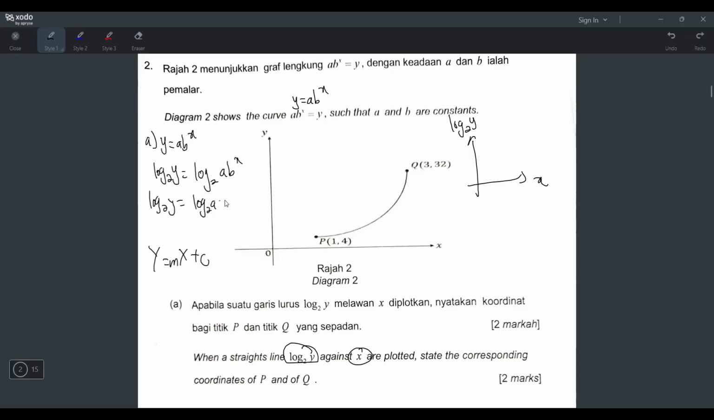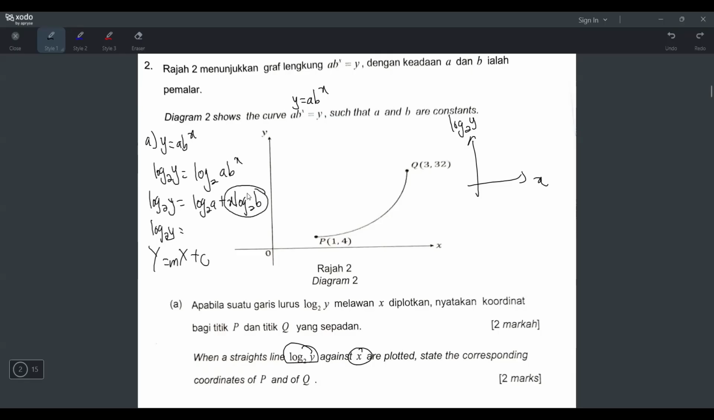So it becomes log base 2 of a plus log base 2 of b power x. And now the x can be put in front, because now everything is separate, everything single already. Now we just have to arrange so that it becomes y equals mx plus c. So how to arrange? Log base 2 of y, this is the y-axis, equals mx plus c.